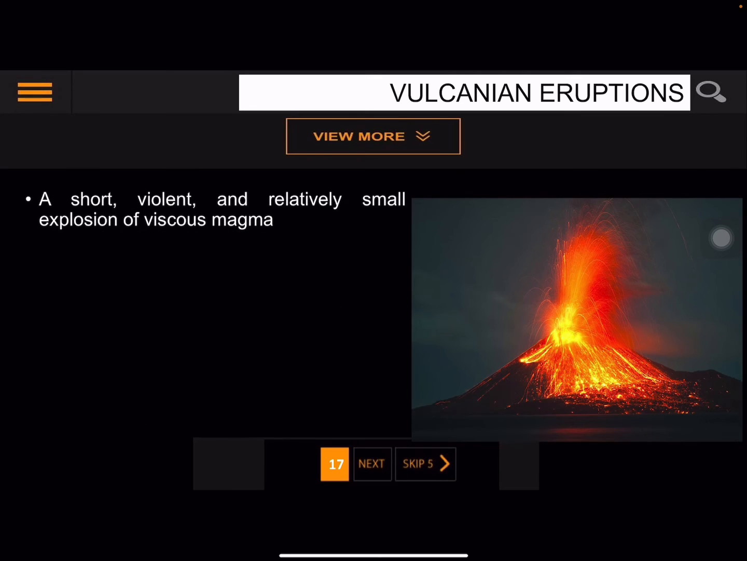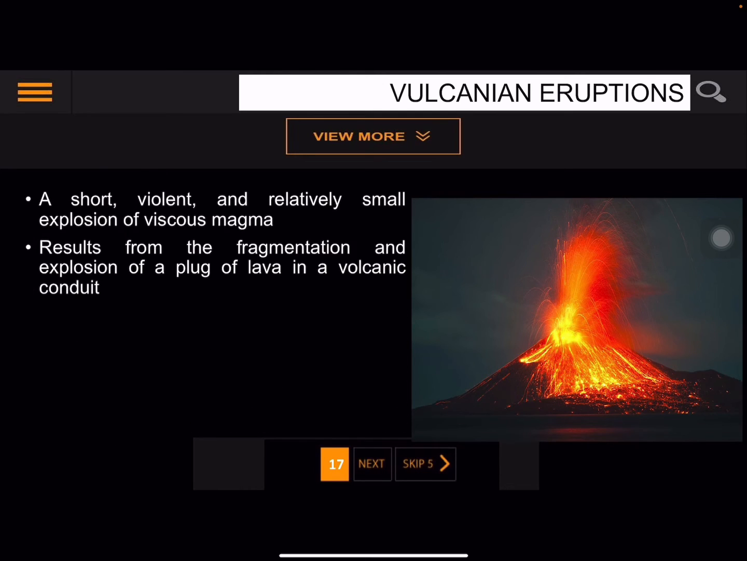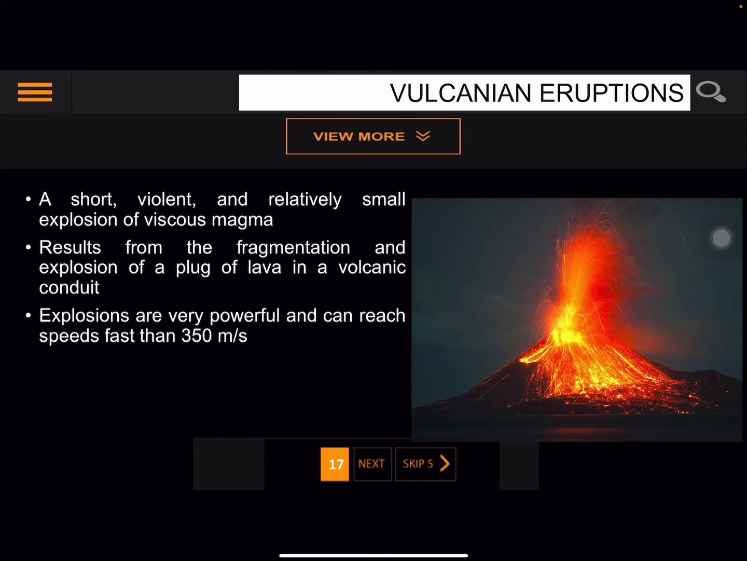Vulcanian eruptions. Vulcanian eruptions are short, violent, and relatively small explosions of viscous magma. This type of eruption results from the fragmentation and explosion of a plug of lava in a volcanic conduit, or from the rupture of a lava dome. The explosions from Vulcanian eruptions are very powerful and can reach speeds faster than 350 meters per second, even rising several kilometers into the air.